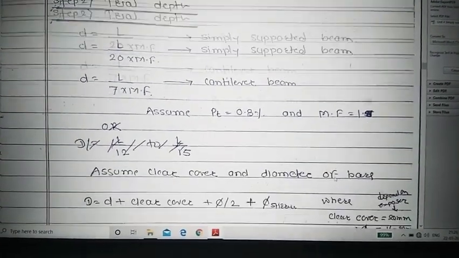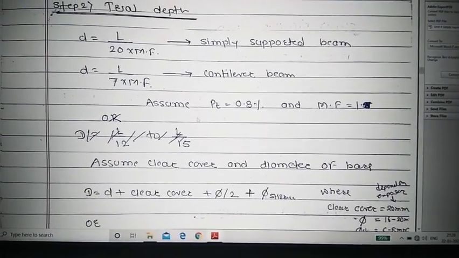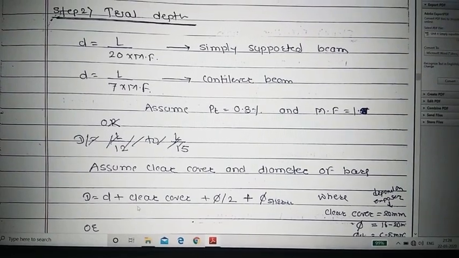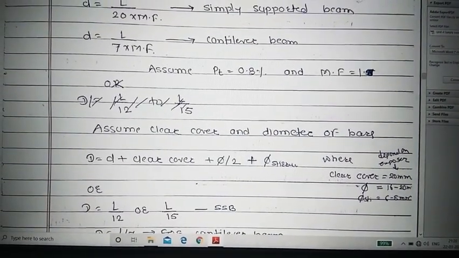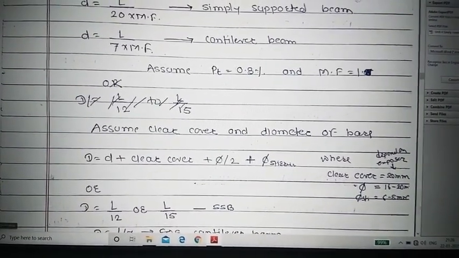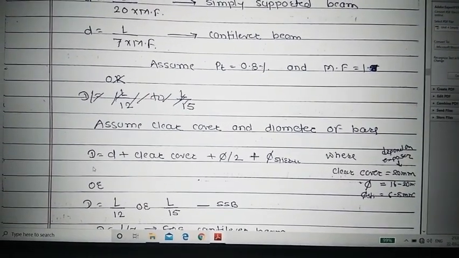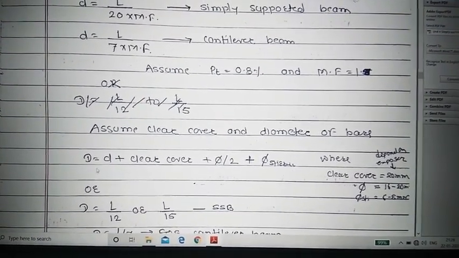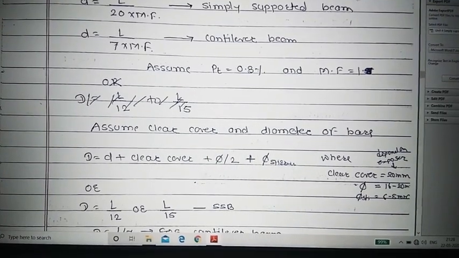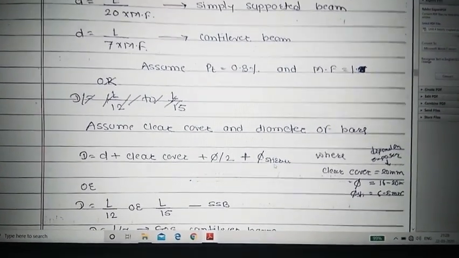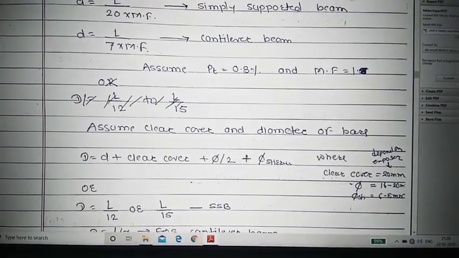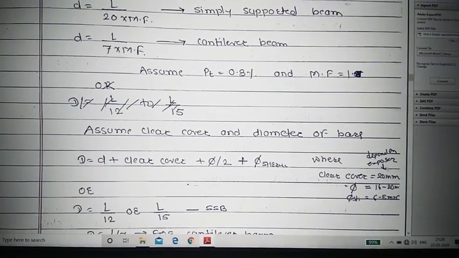Choice is yours. Now once you calculate the d, small d means effective depth, then assume the clear cover and the diameter of bar, and then calculate the overall depth, capital D. So the formula to calculate the overall depth is small d plus clear cover plus phi/2 plus diameter of stirrups. Now here clear cover is assumed 20 mm.